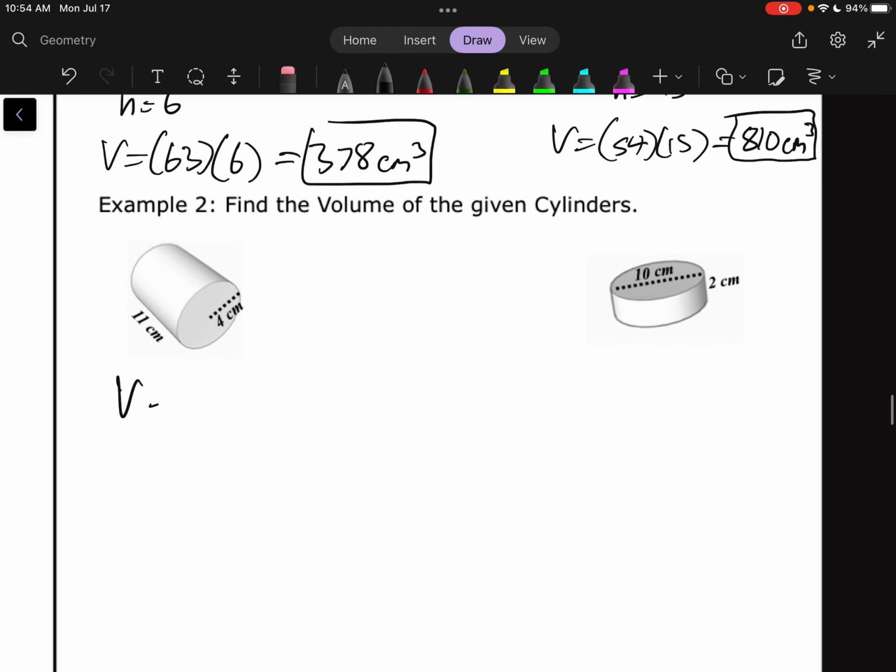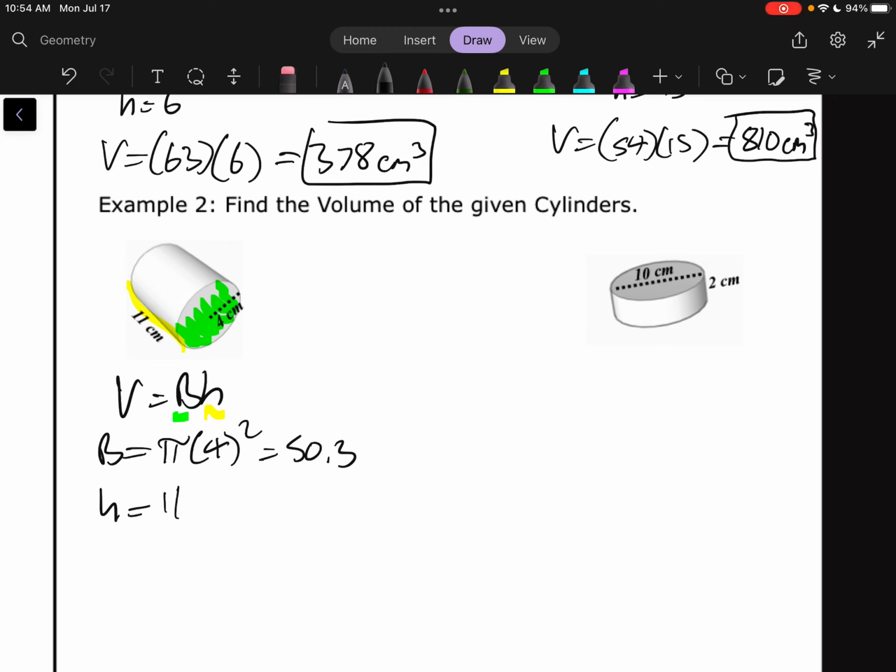For our cylinders, we're still doing big BH. We're just going to make sure that for the big B, we are finding the area of the circle. So this time I'm going to do pi r squared. Pi times 4 squared is 50.3. My height for this one is 11. So I'll do 50.3 times 11, and I'm getting 553.3 centimeters cubed.